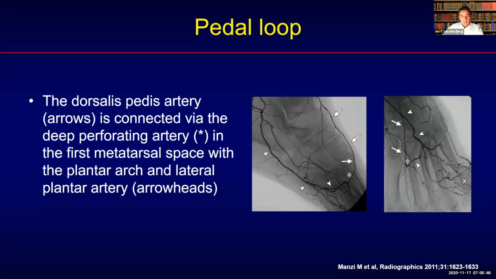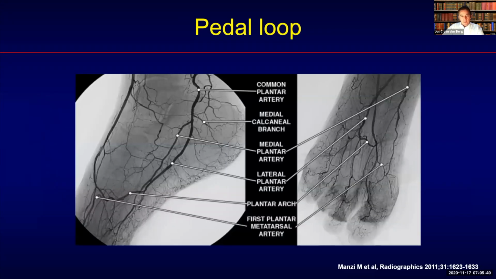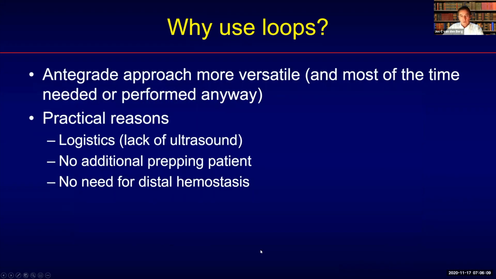the images here. This is the main anatomy that you need to know when you're doing pedal loop recanalizations: the dorsalis pedis, the plantar arch itself, and then the connection towards the lateral plantar artery. And of course, there's also the medial plantar artery and the common plantar artery that you need to be aware of. So why would you use all these tibial or pedal loops?